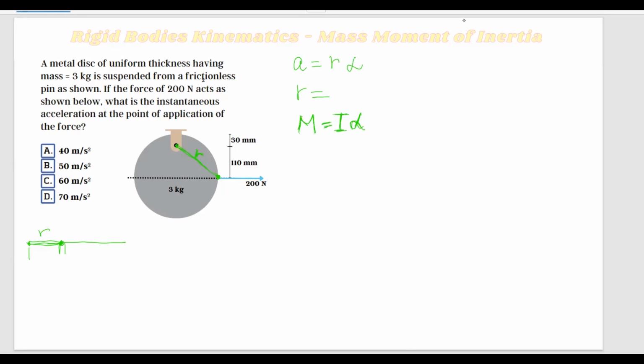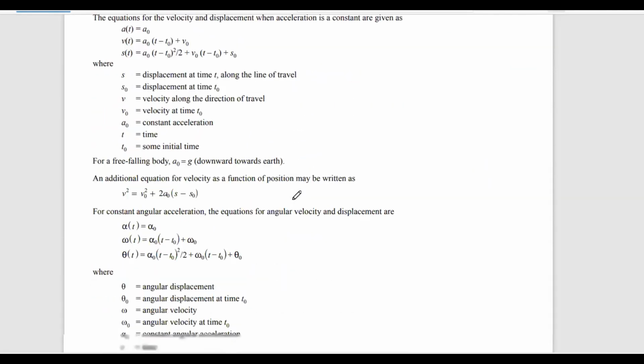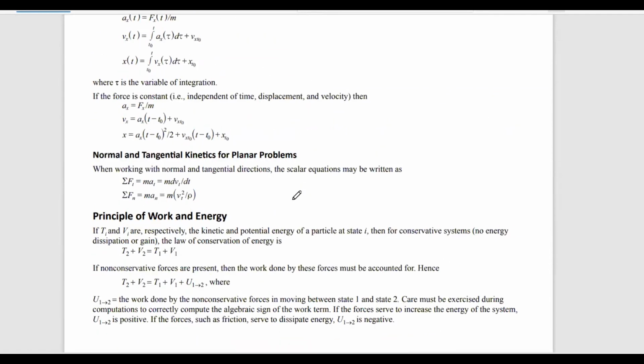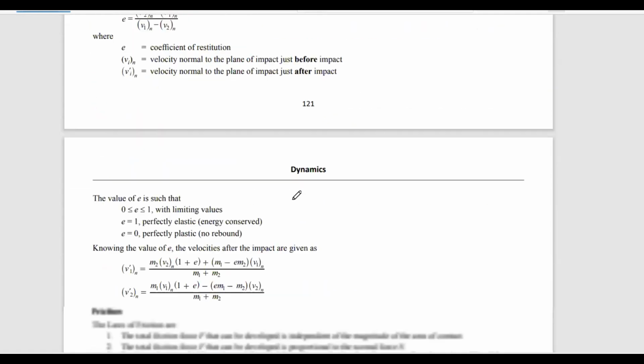I haven't mentioned where this equation is. You can find this equation of dynamic equilibrium here in the FE handbook. Let me go down a little bit more.